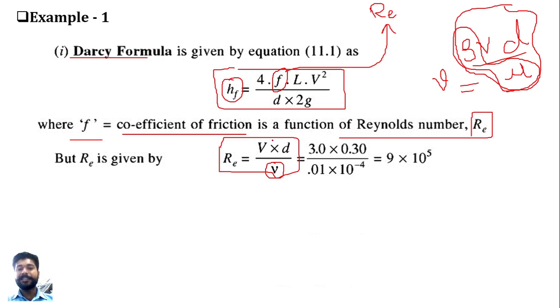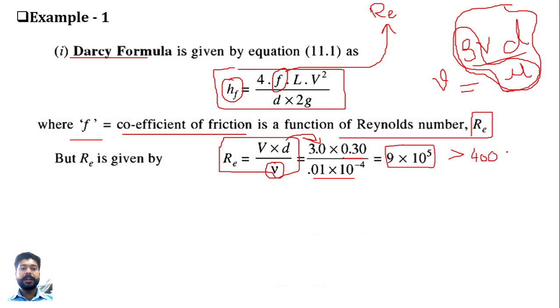Now put the values in this equation, where the velocity V is 3 meters per second, the diameter is 0.30 meter, and the kinematic viscosity is 0.01 into 10 to the power minus 4. This gives 9 into 10 to the power 5, which is greater than 4000.